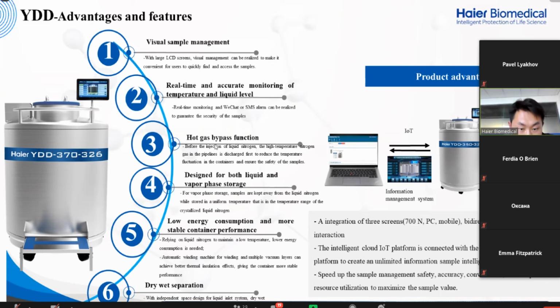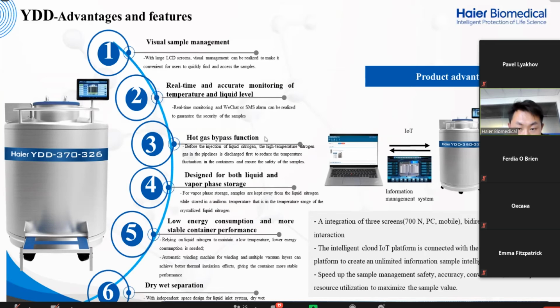And the third one is hot gas bypass function. The fourth one is the design of both liquid and vapor phase storage, so both kinds of storage are okay. Liquid or vapor phase is all available. The fifth feature is low energy consumption and more stable container performance. And the sixth one is dry wet separation. Inside they have an independent design for the liquid inlet system and dry wet separated. It can be separated inside.